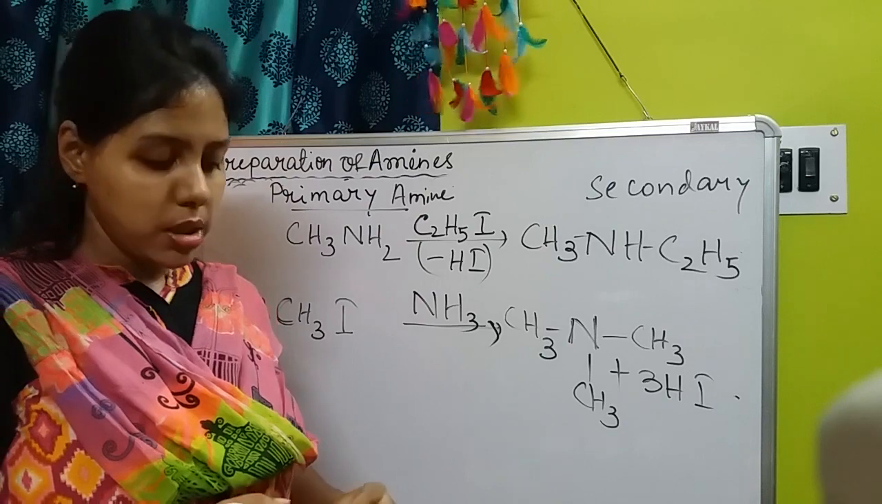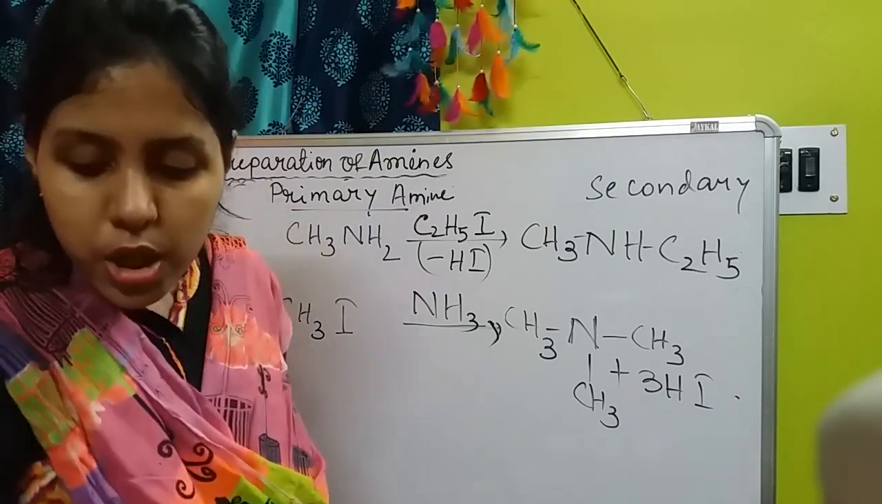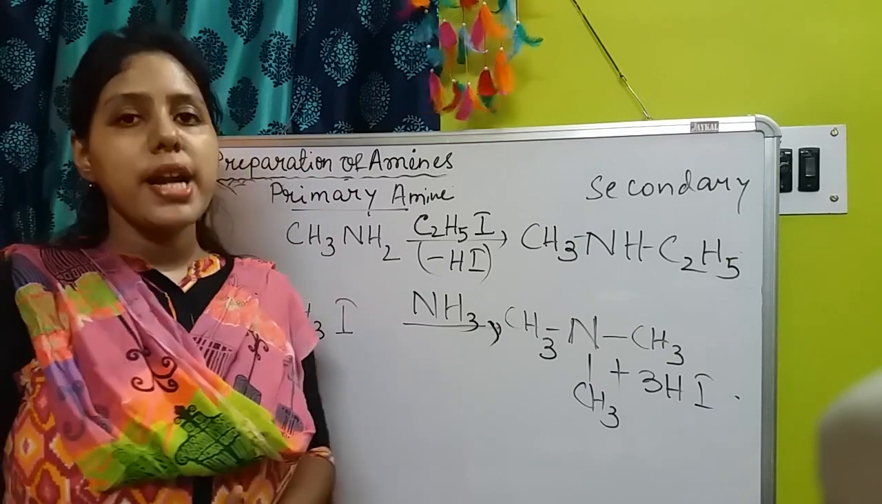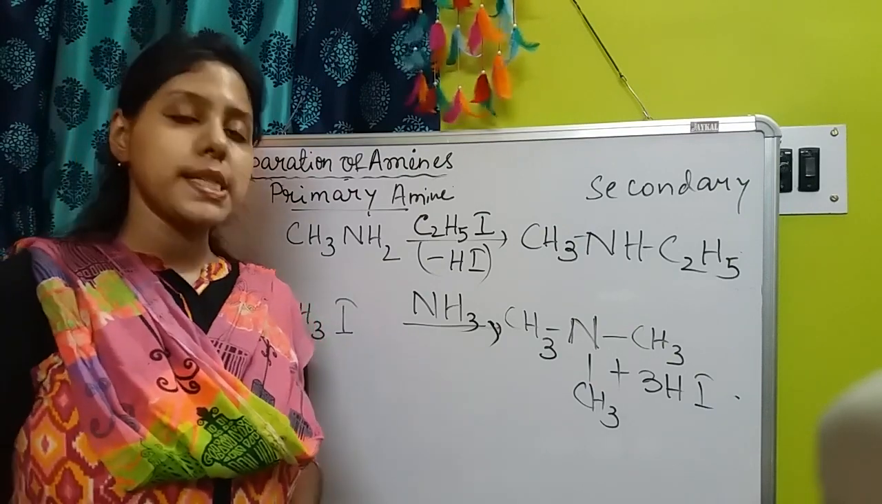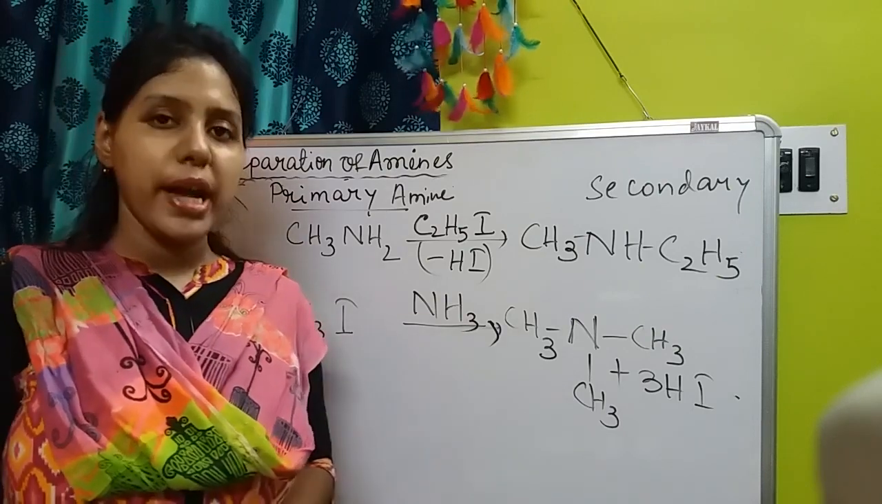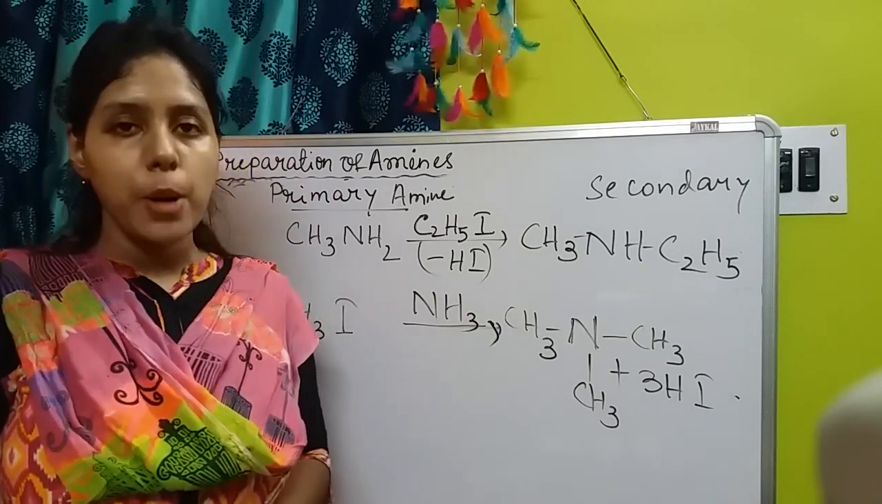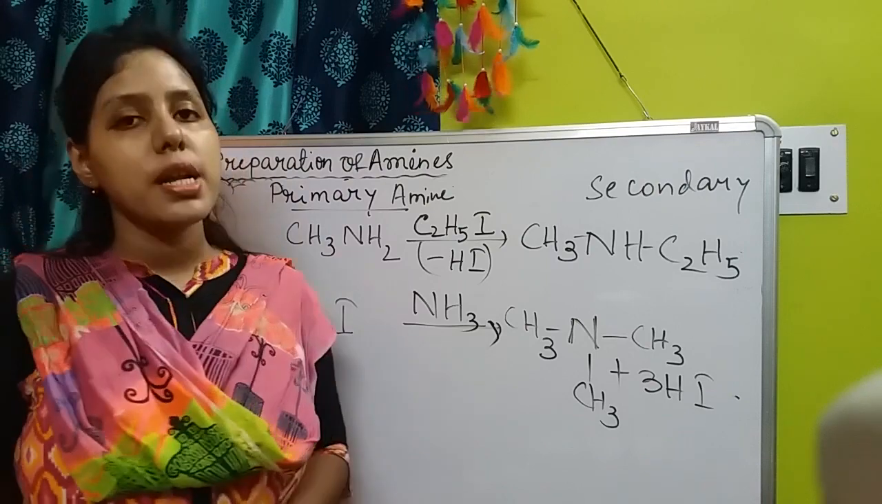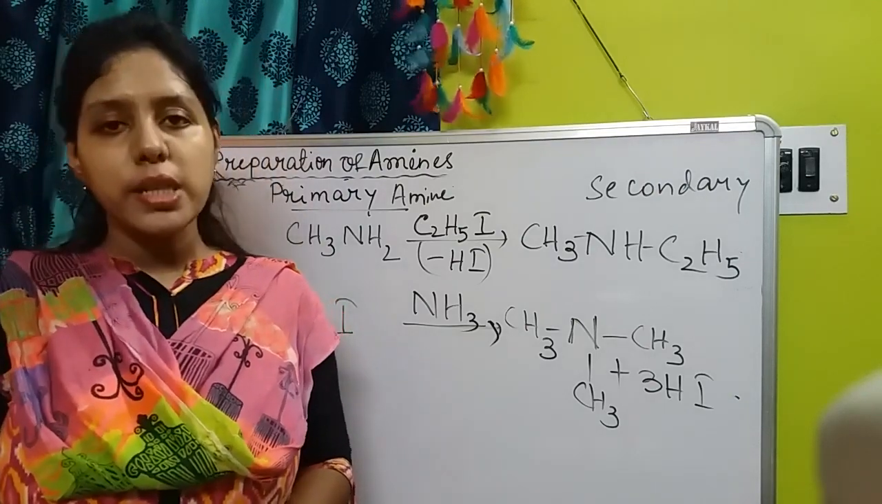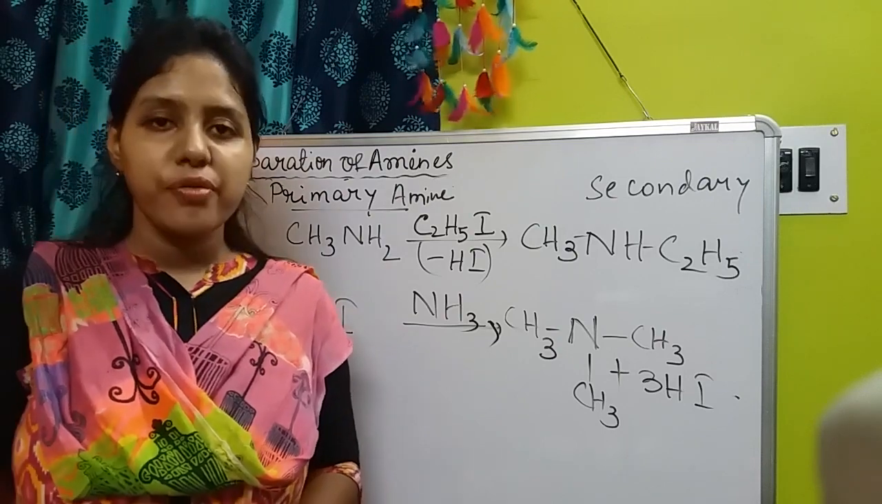So by treating the ammonia with excess of alkyl iodide, we could change it into this type of compound. Okay. So I think the time is over for today. In our next class we will discuss different types of properties of amines, chemical properties as well as physical properties. So I hope all of you have understood today's class. So we will meet in our next class. So till then, take care, stay safe. Thank you.